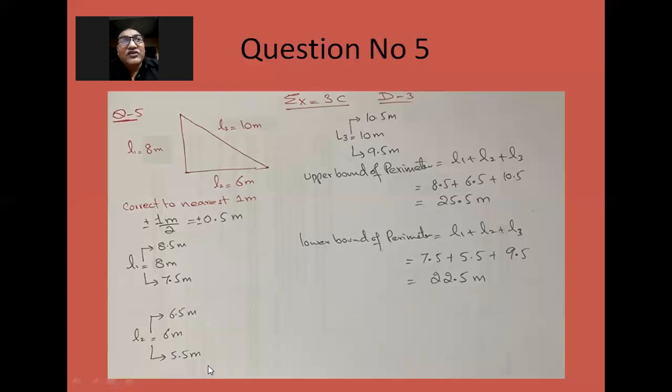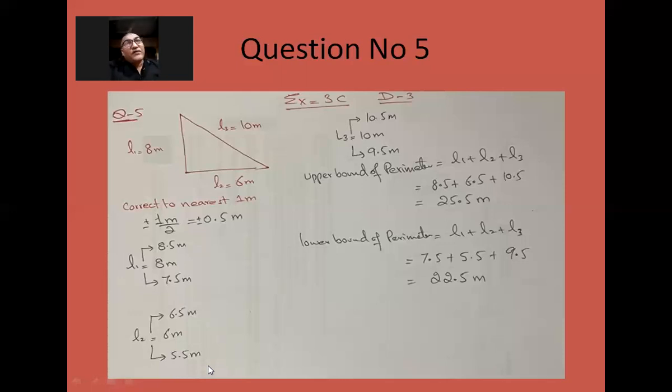The second part of this question is, find the lower bound of the perimeter. If you want to find the lower bound of the perimeter, the formula is the same, length 1 plus length 2 plus length 3. But because you want the lower bound, we will use the lower bound of length 1, the lower bound of length 2, and the lower bound of length 3. So you can see we have put the lower bounds of each side. L1 is 7.5, L2 is 5.5, and L3 is 9.5. You add them and the answer is 22.5.